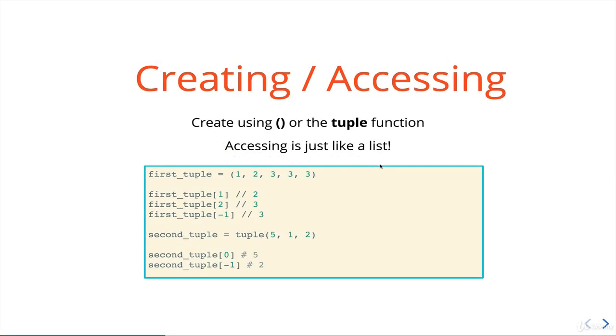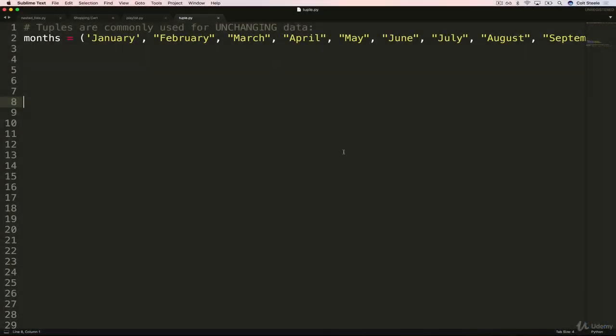It's also worth noting we can have duplicate data in there. So we can have multiple 3s. In the case that I just showed you, it didn't make sense for months, but there's no rule that your data has to be unique. And other than that, they're pretty straightforward. In the next video, I'll show you there's only a couple of methods that tuples come with. But one thing that I will show right now is how we can use tuples as keys in a dictionary.